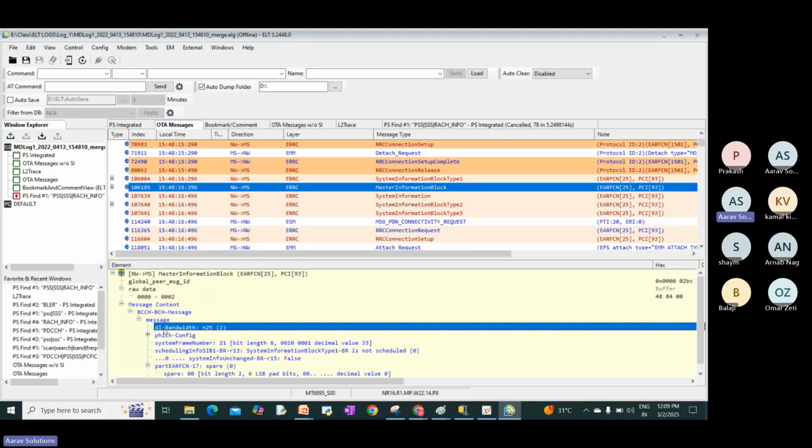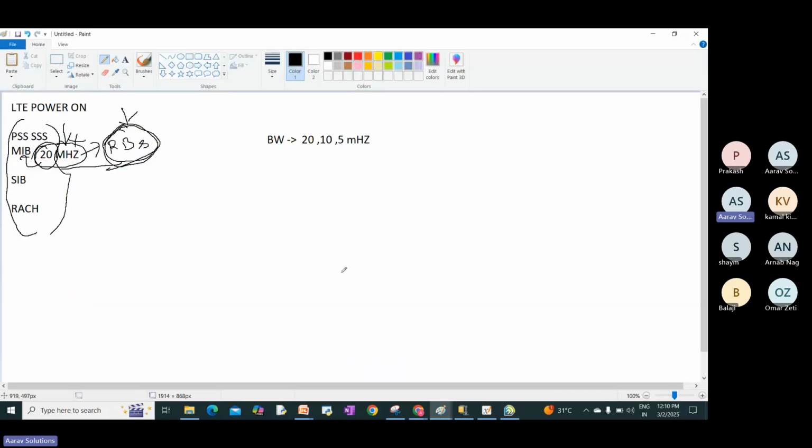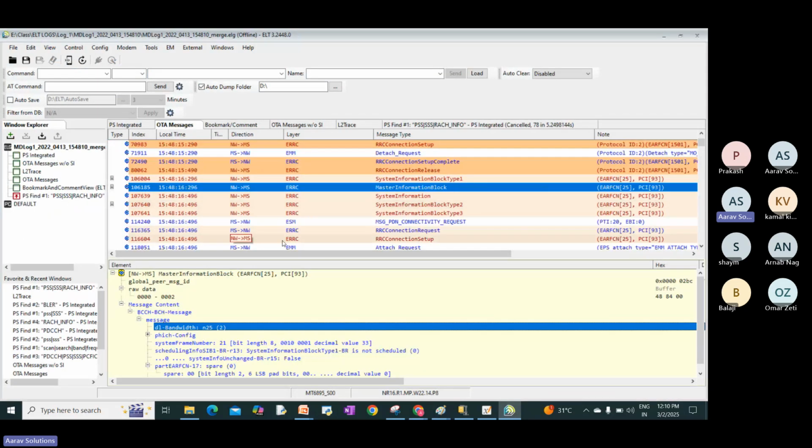This is DL bandwidth and 25. What does that mean? That is not in terms of megahertz, that is in terms of number of RB. So that is 5 megahertz. The bandwidth is 5 megahertz, because the maximum bandwidth in terms of megahertz is 20, and it is written like that, 25. So don't think that is incorrect. 25 is in terms of number of RBs.